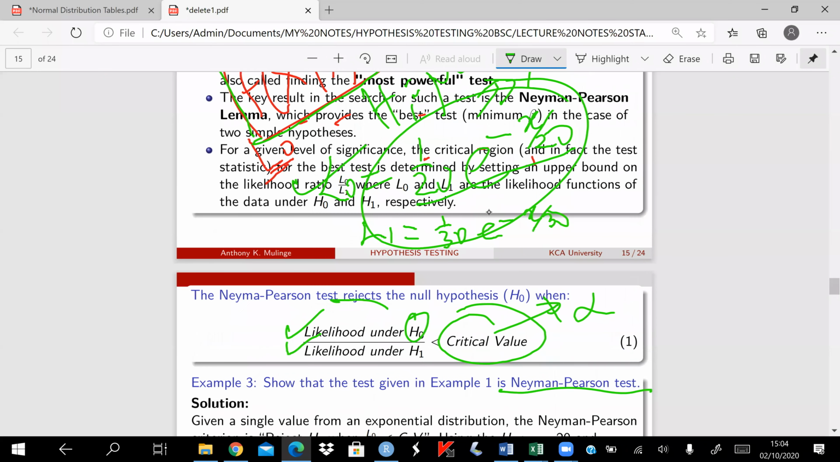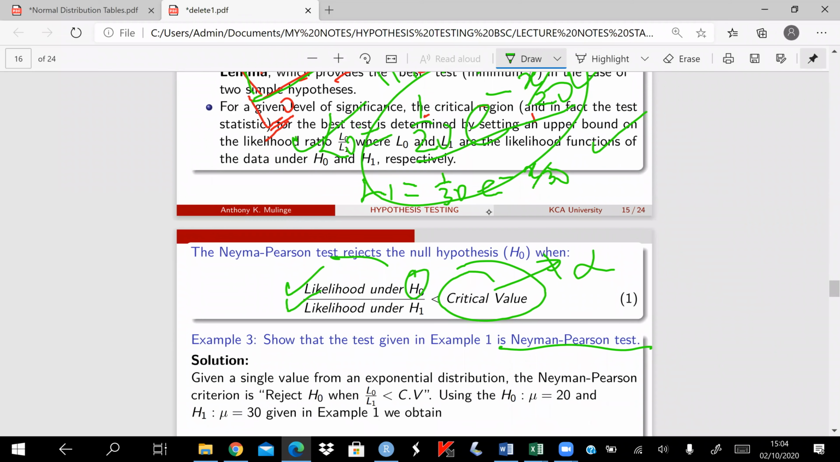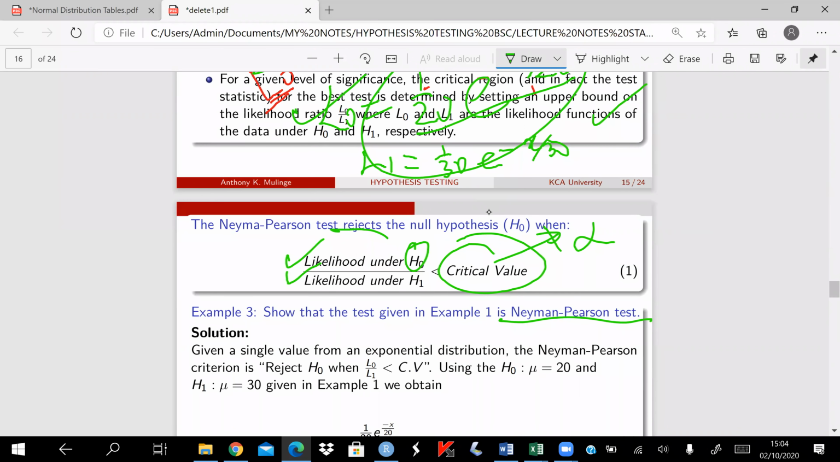So you just need to work with these two values. With these two values, you get their quotient. I think that example has been solved here. So you will have 1 out of 20, e raised to power minus x out of 20, divided by 1 out of 30, e raised to power minus x out of 30, is less than some constant. You reject the null hypothesis when that is less than some constant, which has been determined.